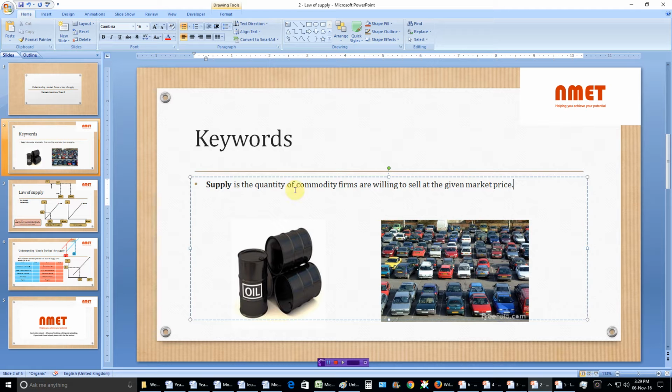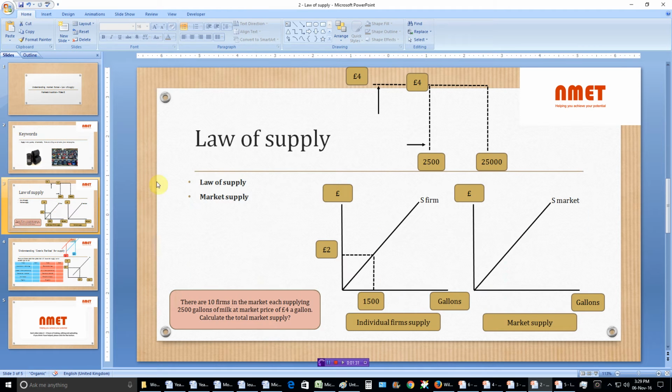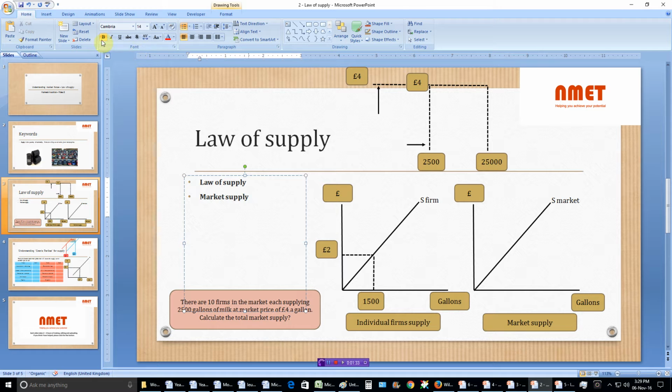We normally hear about the market price of oil, and if the market price of oil goes up, then the countries that are producing oil will pump out more oil. Why? Because they tend to make more profit out of it. Similarly with cars, though you can see these are second-hand cars, if the price of cars goes up, then firms manufacturing cars will tend to supply more cars to the car market. Right, so we'll now understand what the law of supply is.